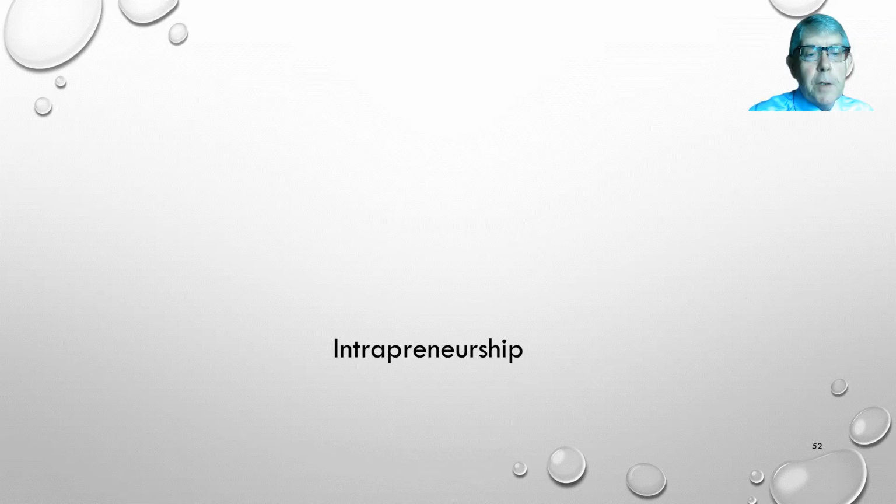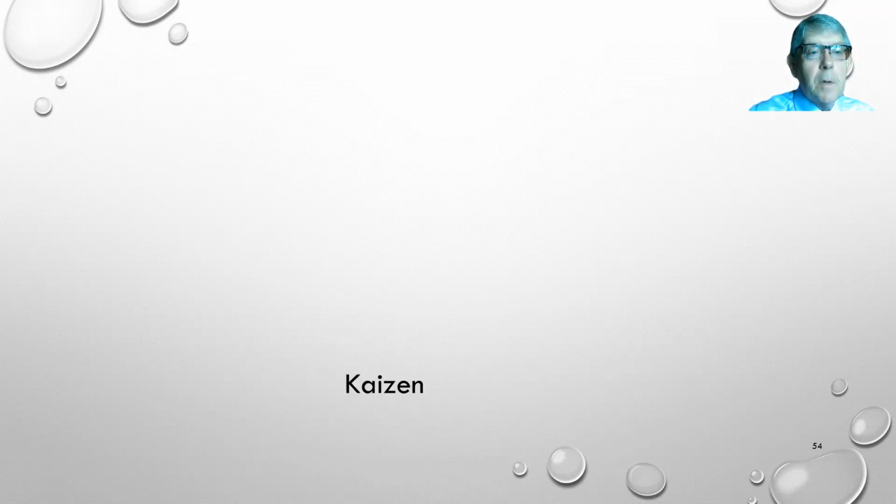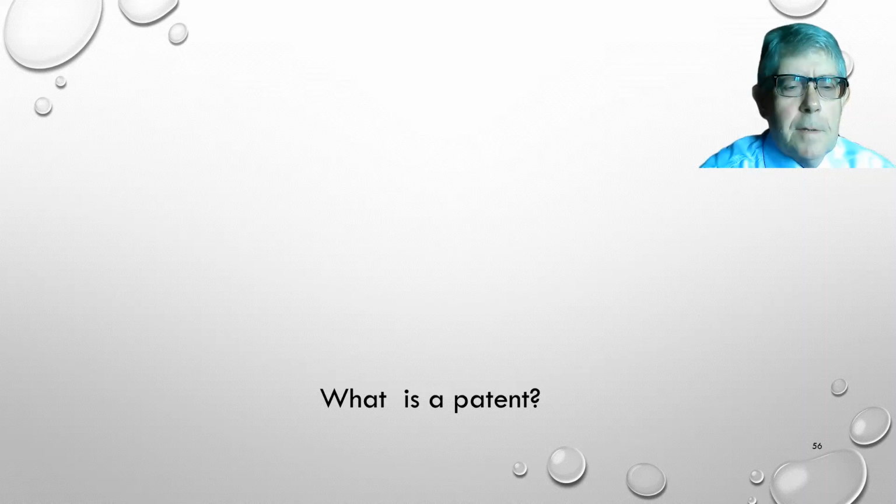What is entrepreneurship? Entrepreneurship is encouraging employees to think like entrepreneurs and allowing decision-making to occur lower down the hierarchy. This encourages new ideas and risk-taking. What is Kaizen? Kaizen is the philosophy of constant improvement. The business becomes more proactive in improving their products and processes in a continuous loop.